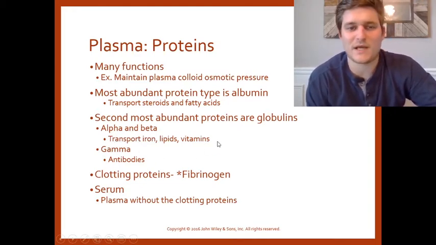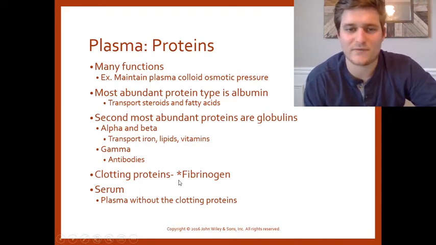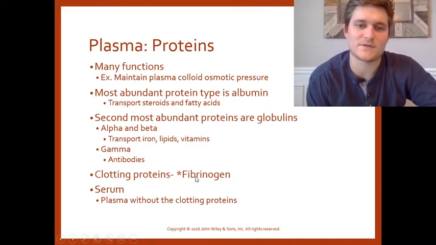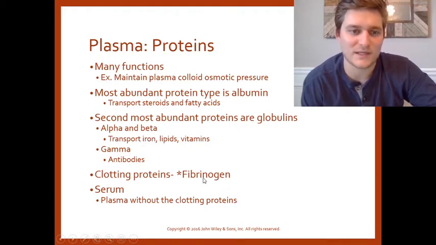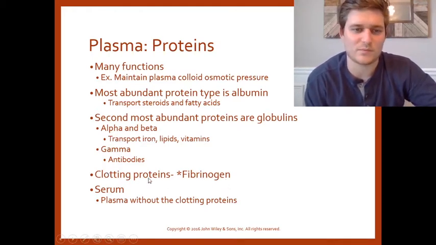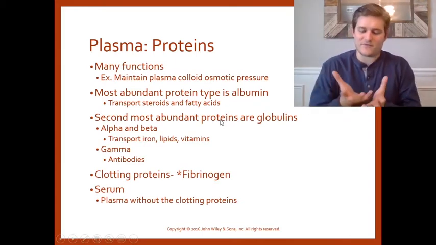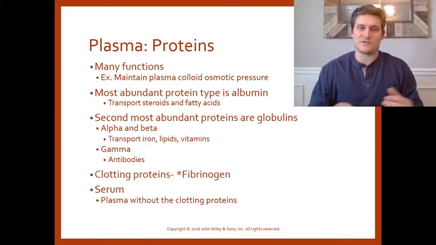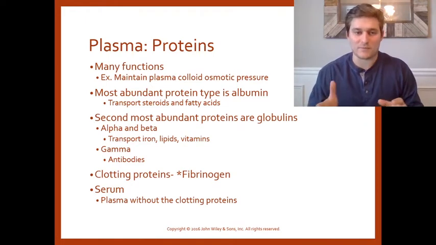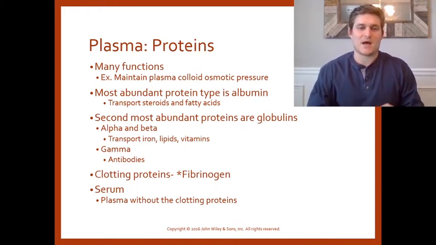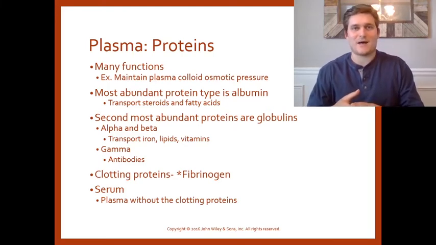But then we have even more proteins. Fibrinogen is one that is going to help in the formation of a blood clot. And that, again, we'll talk about when we talk about platelets. But the blood plasma, if you filtered it of all of these proteins, you'd be left with what's called serum. And that is just the plasma without the proteins. So mostly water, electrolytes, ions, just all of that blood plasma without the proteins.